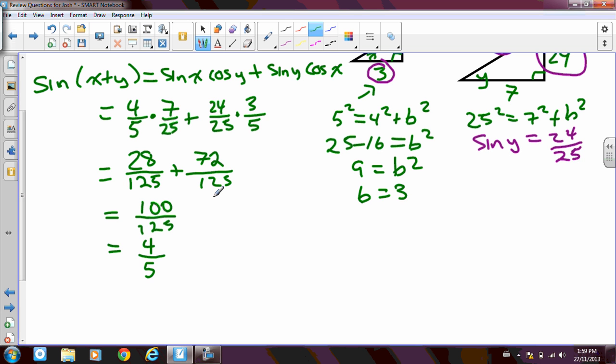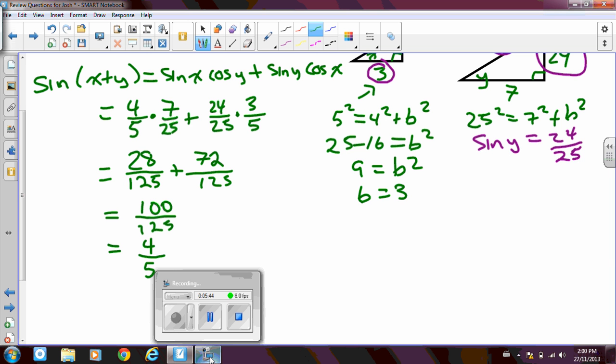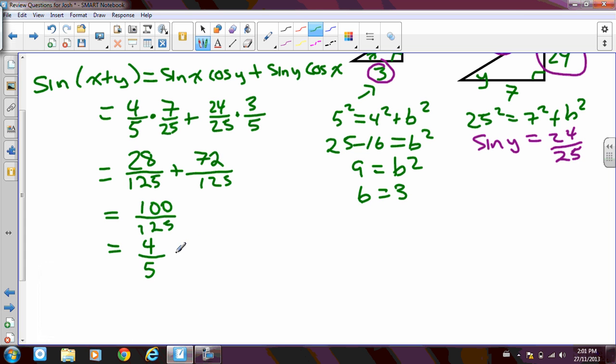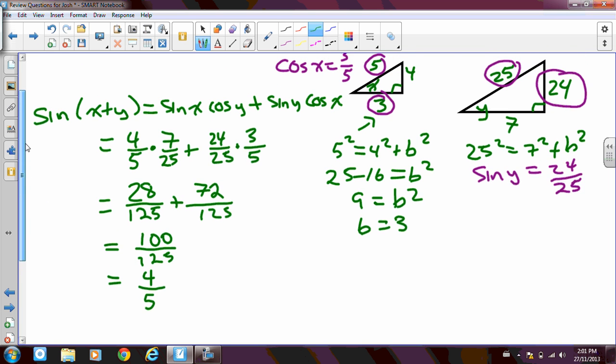Now, I don't know if that's the right answer. I haven't checked, but I'm going to right now, and hopefully it will be. If I don't come back, it's because I was pretty happy with the answer. Okay, so that looks good. 4/5 is your answer. So again, key points here.